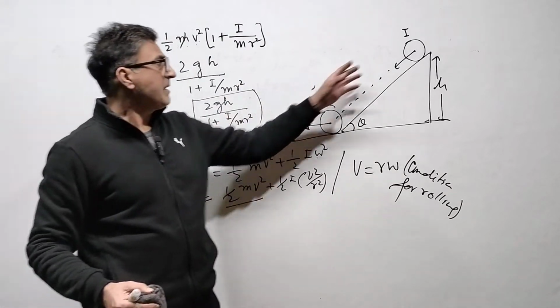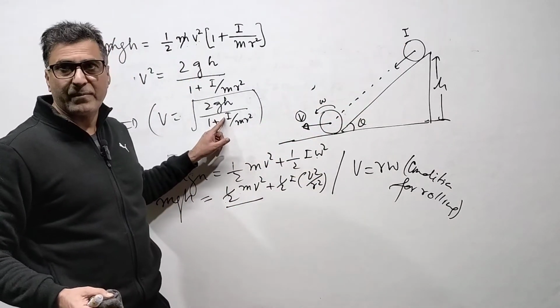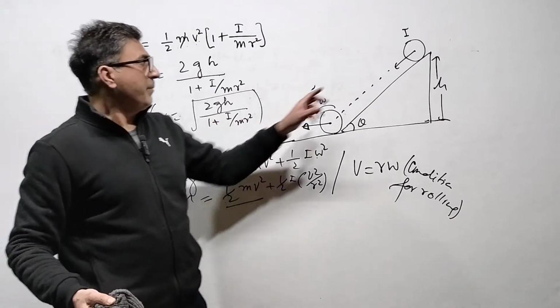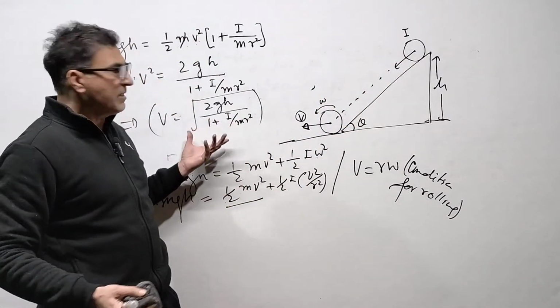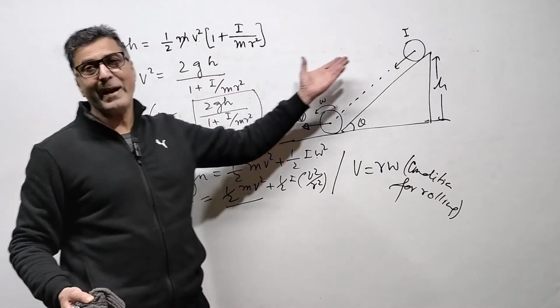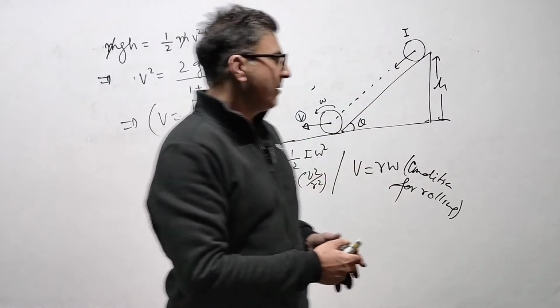a disk here. If it is a sphere rolling down, you can write the moment of inertia of a sphere. If it is a cylinder rolling down, it's a general rule. You just have to substitute I for different bodies. One more problem.